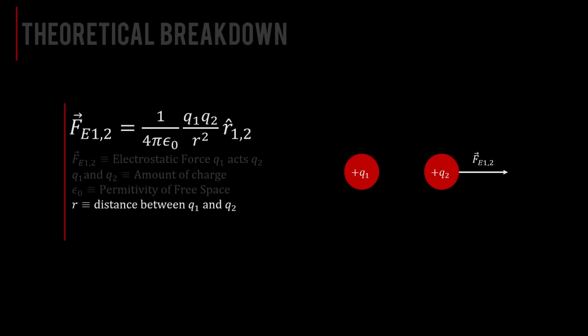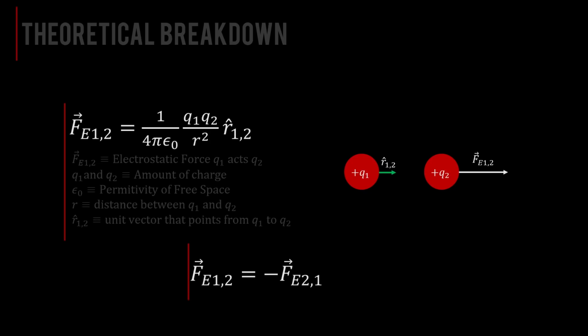R is going to be the distance between Q1 and Q2. And R hat 1,2 is the unit vector that points from Q1 to Q2, irrespective of the direction of the force. So this is always going to point from Q1 to Q2.